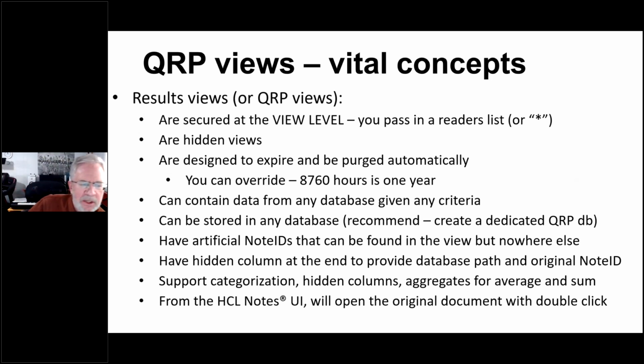Okay, so here are some vital concepts. They're secured at the view level. I showed you this in the readers list. That's on the execute to view call. There is a CN equals star, that sort of thing. They are hidden by default, and we don't have a way to unhide them right now. If that's a request, we really wanted to keep them that way so they don't show up in the tray unless you know about them. You don't want people seeing views they can't see.